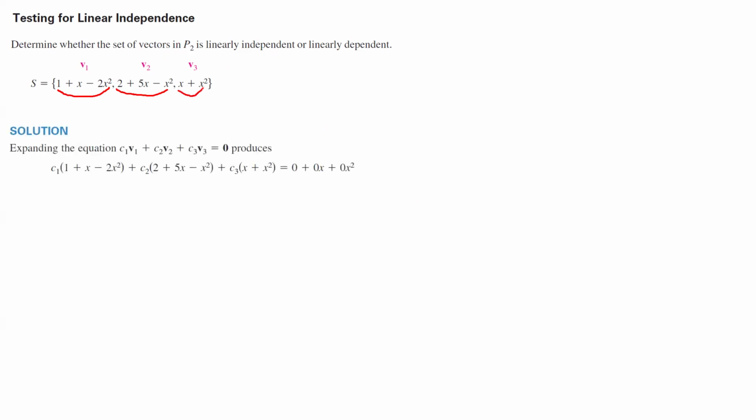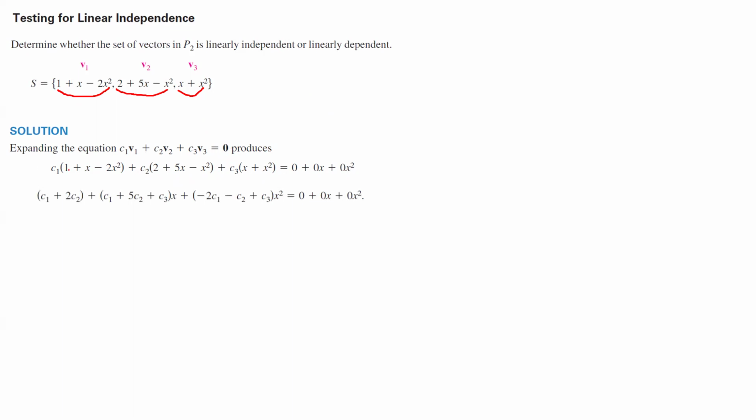Now, you need to form c1v1 plus c2v2 plus c3v3 and set it equal to the 0 vector. So c1 multiplied by 1 plus x minus 2x squared, plus c2 multiplied by 2 plus 5x minus x squared, plus c3 times x plus x squared. On the right-hand side, you have the 0 vector. The 0 vector in this vector space is 0 plus 0x plus 0x squared. So every little detail is important.